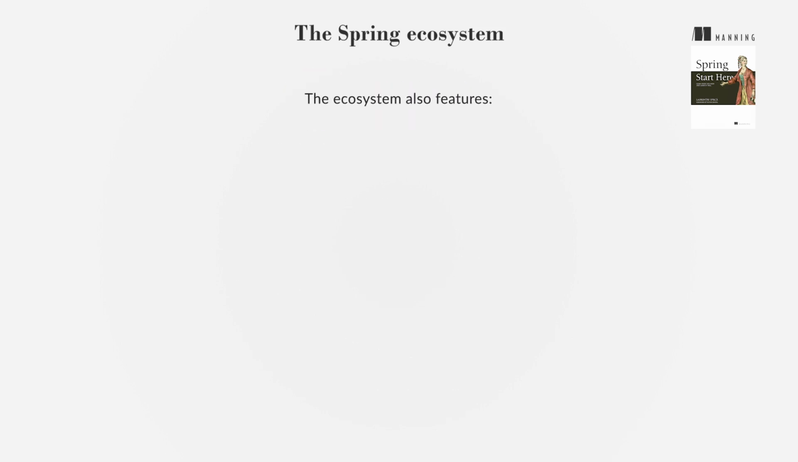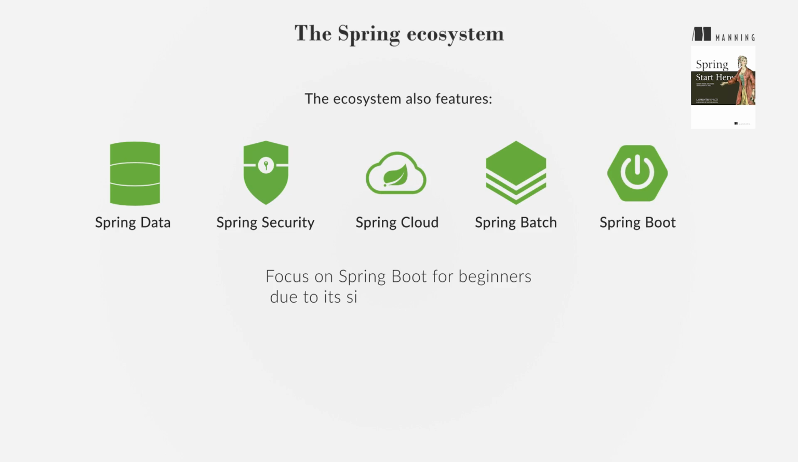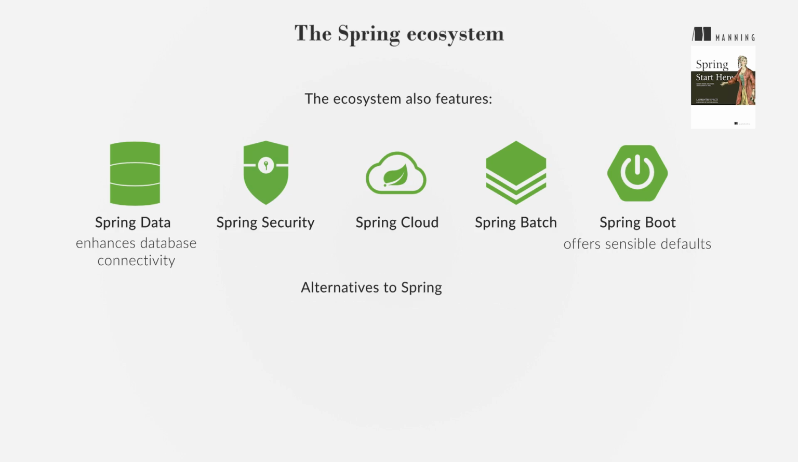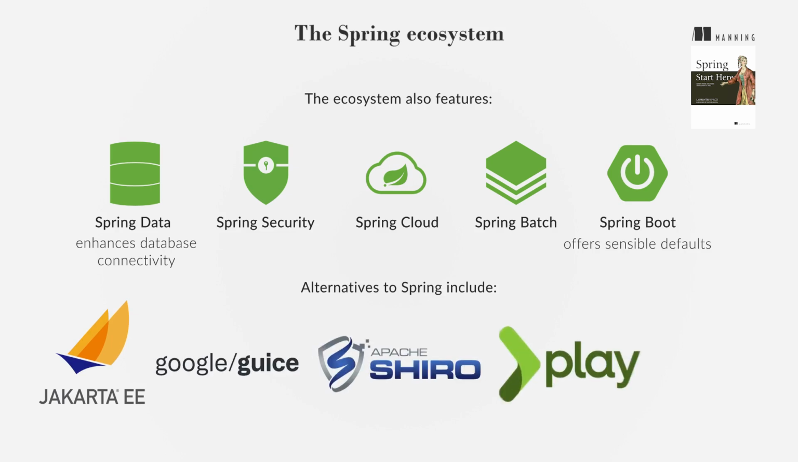The ecosystem also features Spring Data, Spring Security, Spring Cloud, Spring Batch, and Spring Boot, with a focus on Spring Boot for beginners due to its simplified configuration. Spring Data enhances database connectivity, while Spring Boot offers sensible defaults. Alternatives to Spring include Jakarta EE, Google Guice, Apache Shiro, Play Framework, and Quarkus, which should be considered based on project needs.